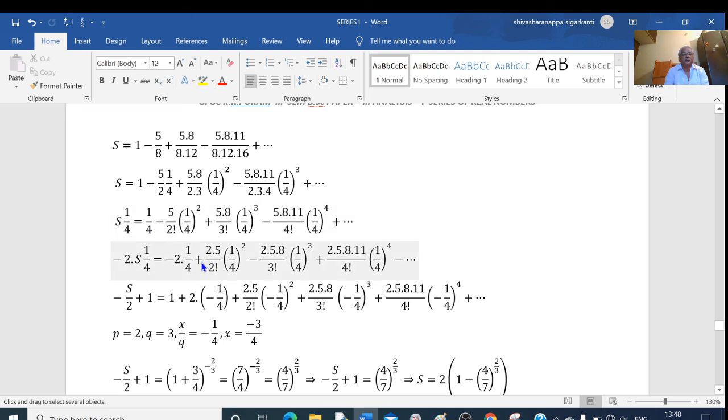plus minus into minus plus 2 into 5 by 2 factorial into 1 by 4 square. Next term is minus 2 into 5 into 8 divided by 3 factorial into 1 by 4 cube plus and so on. So, minus sign is where it is, wherever power odd is there, we have negative signs here. See, power 3 is there, negative sign. Power 2 is there, positive sign. Power 1 is there, negative sign.